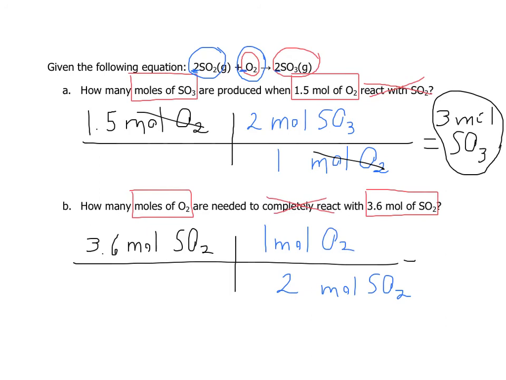And now we just need to do the math. Multiply across the top, get a number, divide by the bottom, and you would get 1.8 moles of O2.